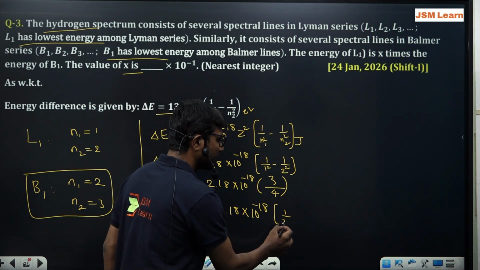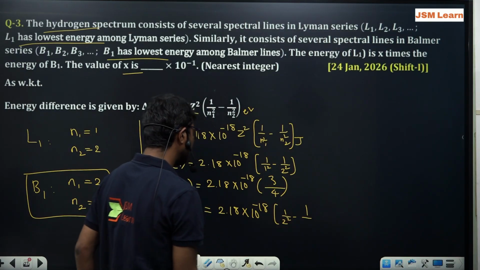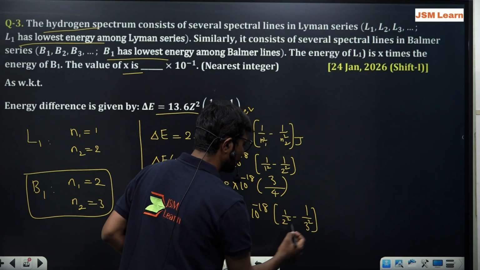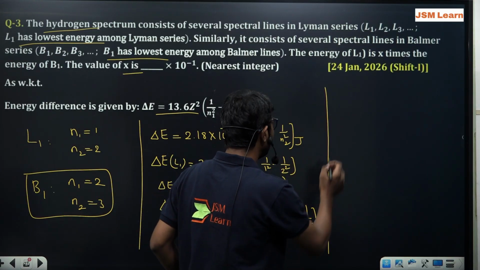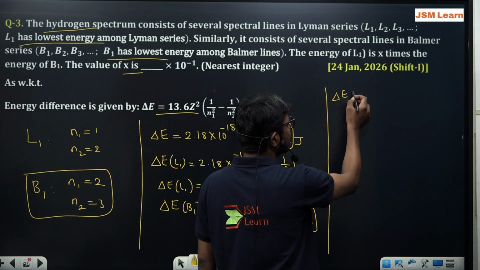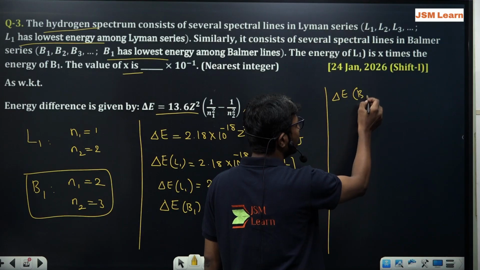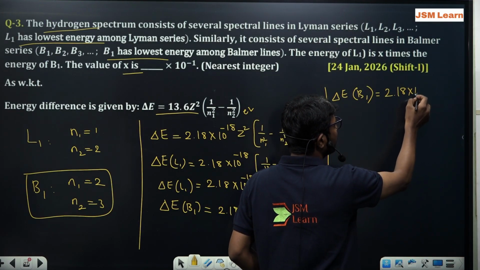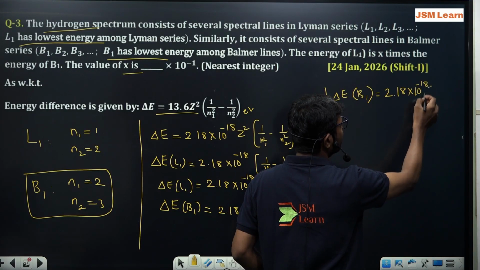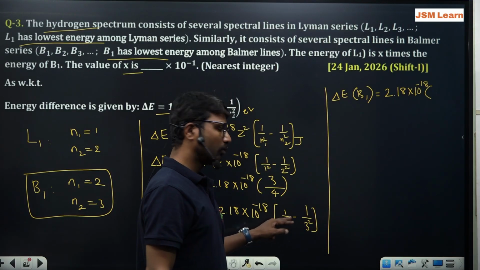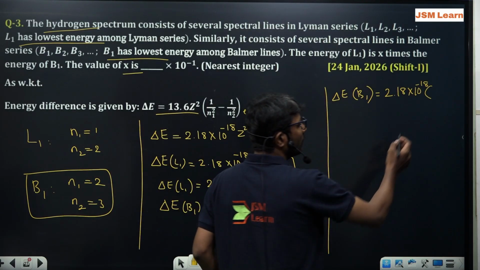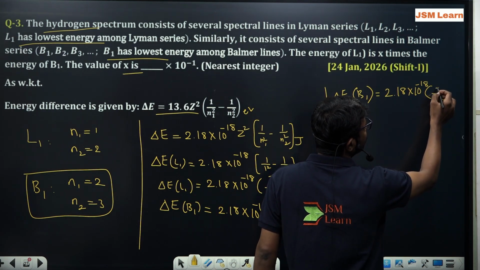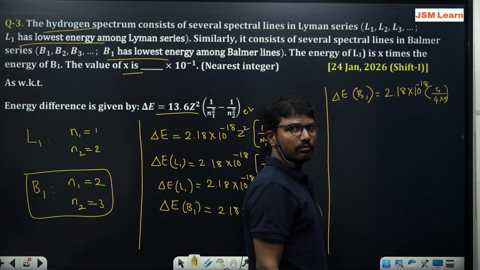So 2 square minus 1 upon n2 value is 3, so 3 square. On calculating this value, we will get delta E, the energy value of B1, equals 2.18 multiplied by 10 to the power of minus 18, times 1 upon 4 minus 1 upon 9. On simplification, we will get 5 by 4 into 9.